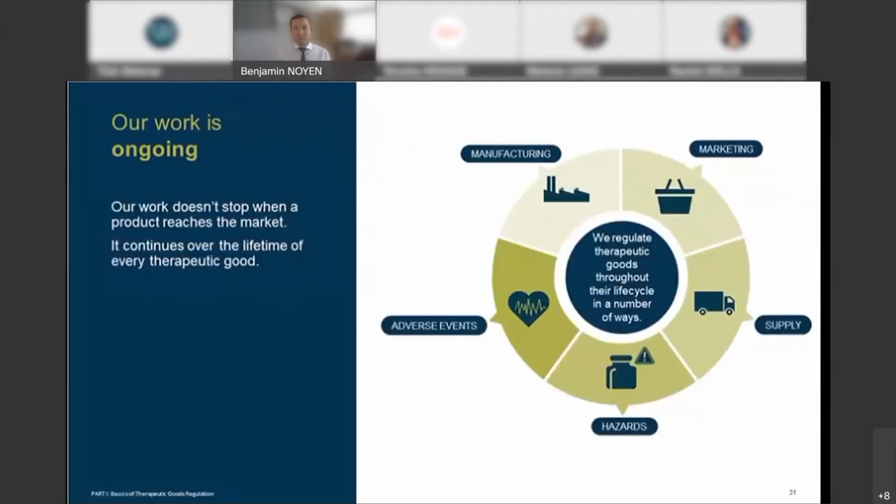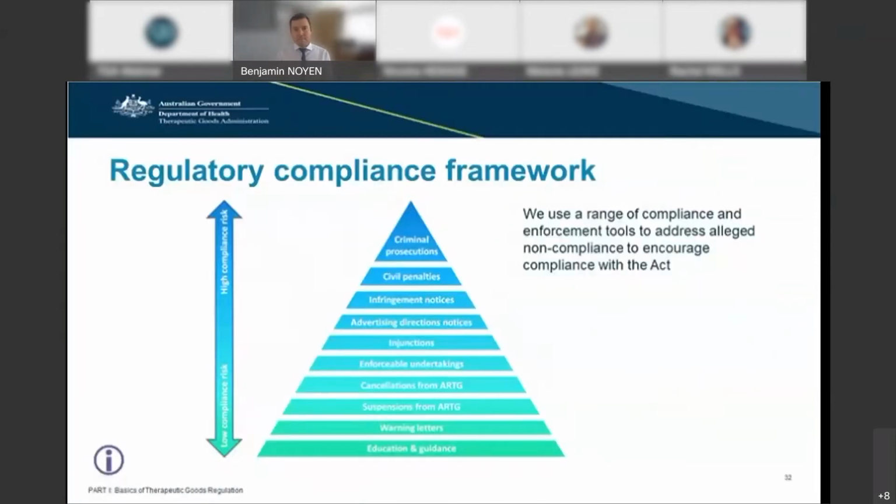It's important for you to understand that our work continues over the lifetime of every therapeutic good, from manufacturing through to adverse events. You should get familiar with the regulatory requirements across the full life cycle for your products. Our regulatory compliance functions support consumer protection and enable a fair market for industry. We monitor and enforce where necessary compliance with legislation, regulations, and rules for therapeutic goods. We promote high levels of voluntary compliance through engagement and education as well.